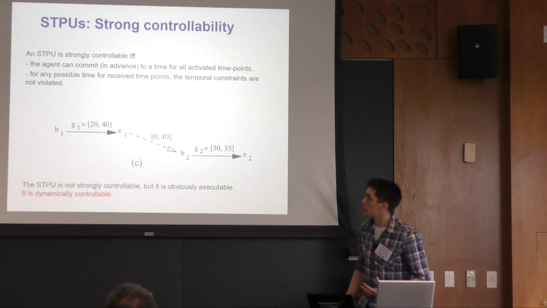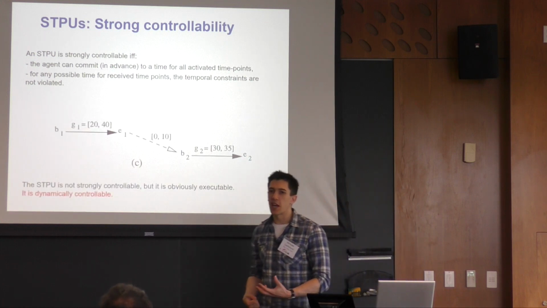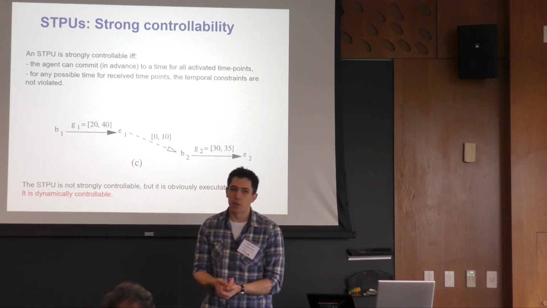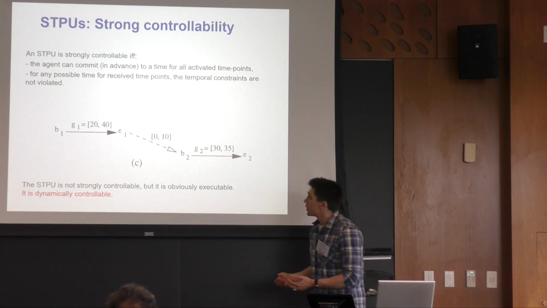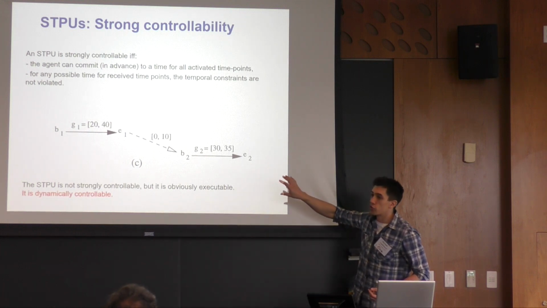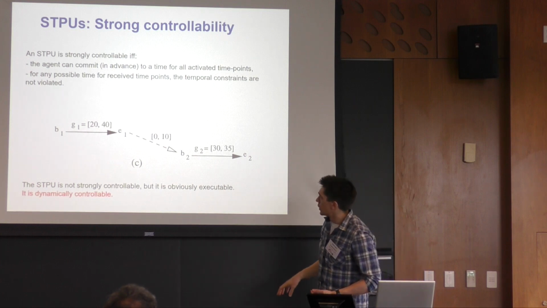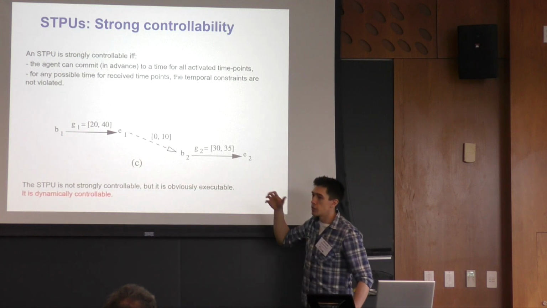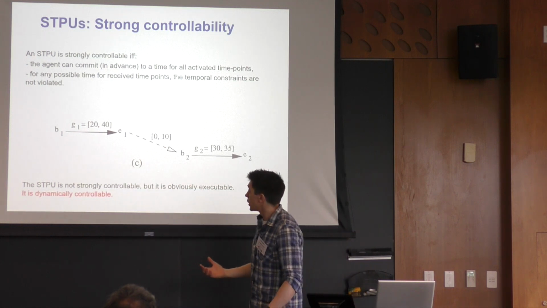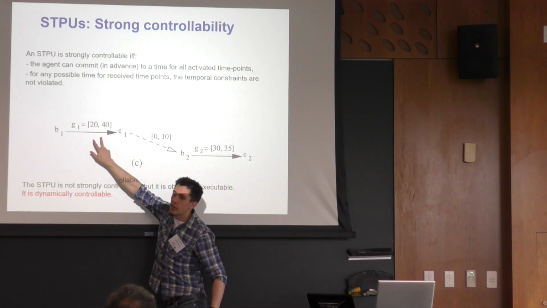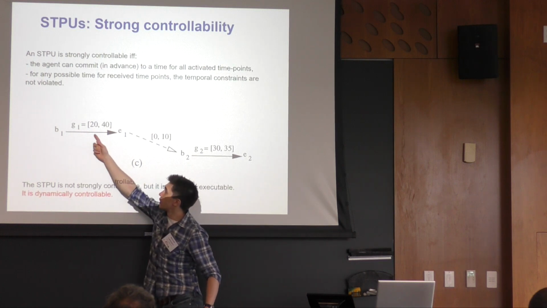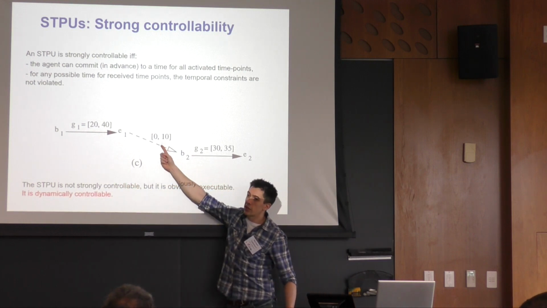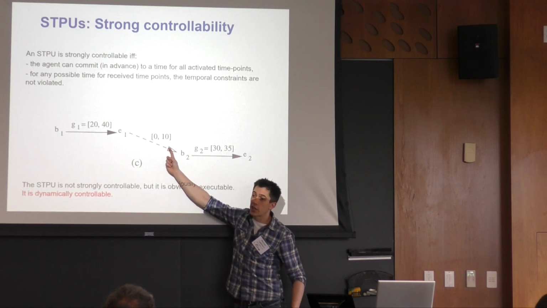So strong controllability is a nice property to have. If you have that, executing your temporal plan becomes a lot easier. But it's not a very common property. This plan, for example, is not strongly controllable. So let's say this is a navigation action and then the inspection action as the AUV moves towards the structure and begins to take pictures. The navigation action has quite a high variance in its time that we estimated. It could take between 20 and 40 seconds. And we want to make sure to start the inspection no more than 10 seconds after the navigation completes.